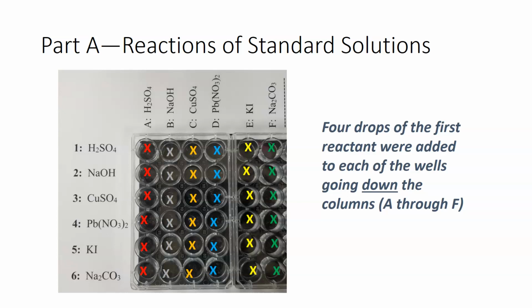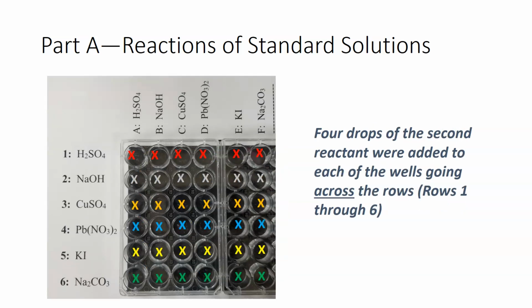At this point in time, our reaction plate has just one solution in it, just one reactant. To initiate our double displacement reactions and to add the second reagent, we looked at the rows on the left-hand side, numbered 1 through 6. So to add the second reagent, we started working across the rows, and for example in row 1 we added sulfuric acid to each of the 6 wells going across row 1.